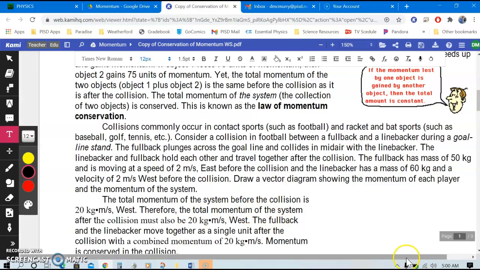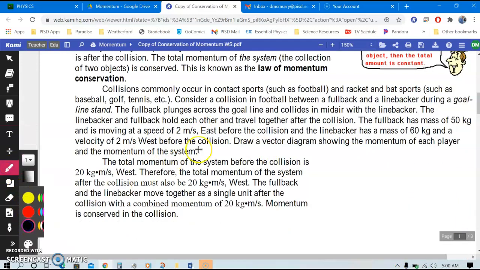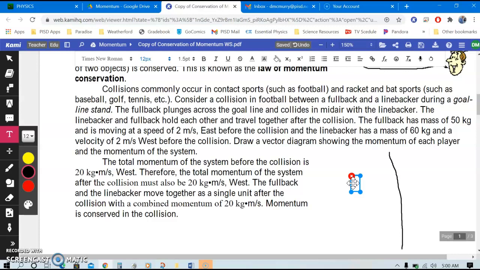Now, we're going to do a quick example down here on the bottom of the page. We have a goal line right here, not a very straight goal line, but that's okay. Over here, we have a fullback, and he has a mass of 50 kilograms, and he is moving at a speed of 2 meters per second.